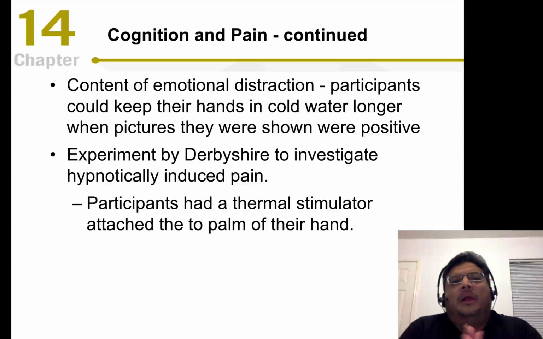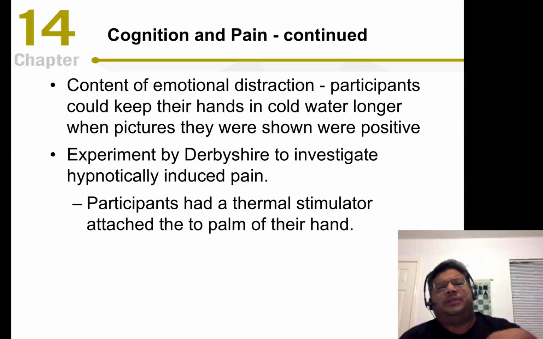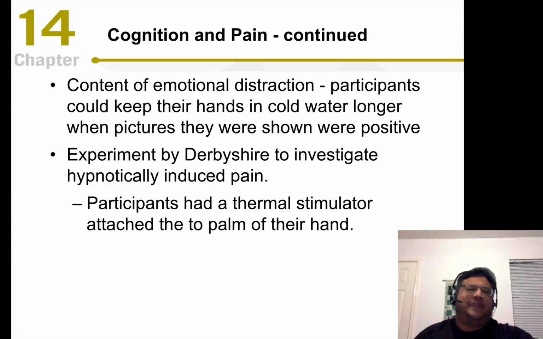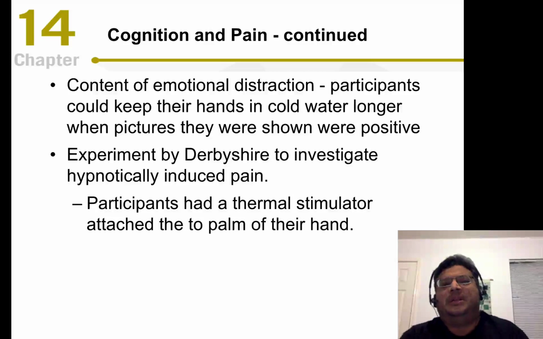I can distract you with emotional distraction. One of the things that we test with pain perception is how long you can put your hands in ice cold water. We measure that threshold. The dependent variable is how many seconds the subject puts their hand in cold water. If I show you positive pictures, pictures of cute kitties and families, you're going to be able to hold your hand in the water longer than if I show you negative pictures that disturb you, for example.